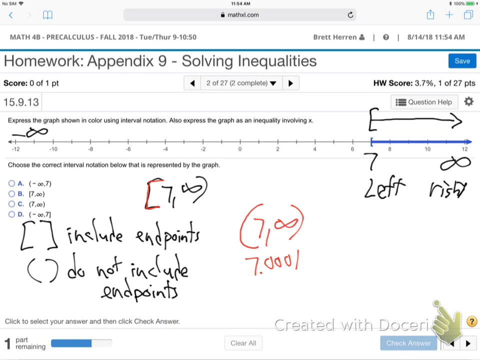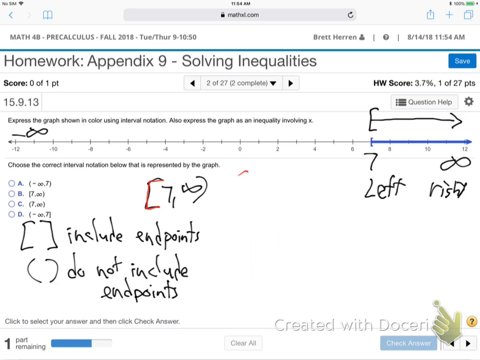It's rounded, so you're around the 7, but you're not right on the 7. And a bracket, it's got a straight edge to it. You're straight on 7. So this would mean straight on 7 to infinity. This would mean close to 7, but not quite all the way to 7. Parentheses do not include the endpoints. Okay, so there is the difference on that.